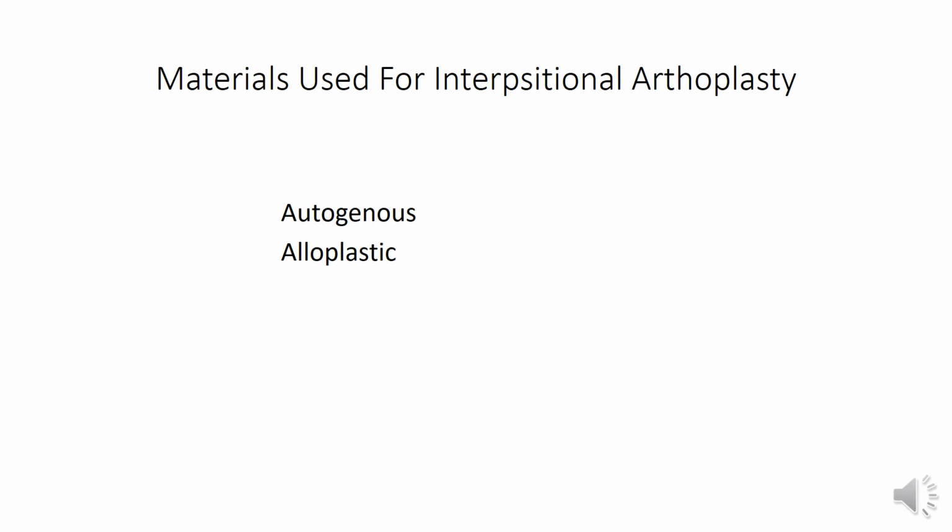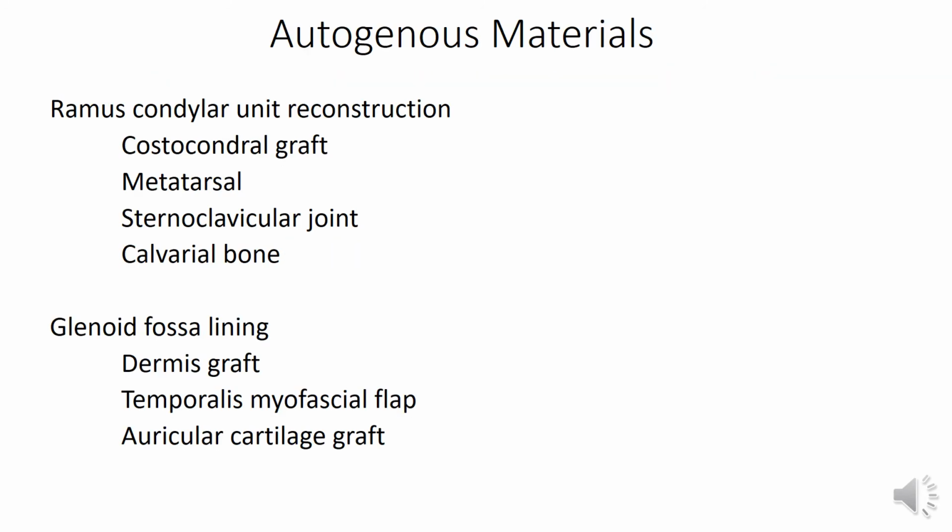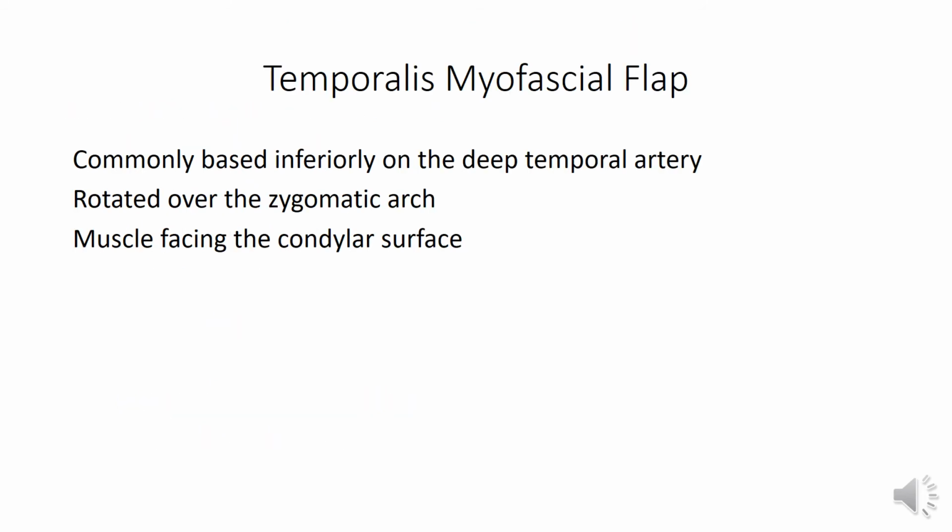So the materials used for interposition arthroplasty are either autogenous or alloplastic materials. The autogenous materials are costochondral graft, metatarsal, sternoclavicular joint or calvarial bone graft. For lining the glenoid fossa, you use a dermis graft or temporal myofascial flap or an articular cartilage graft. So these are the things which have been used. Temporalis myofascial flap is commonly based inferiorly on the deep temporal artery, rotated over the zygomatic arch, the muscle facing the condylar surface so that the ankylosis doesn't happen.